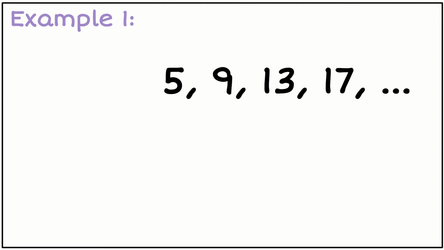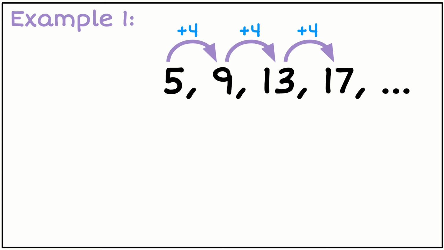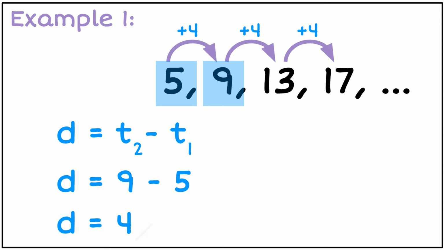We've got this pattern here, and we can see from 5 to 9, I'm adding 4. Add another 4 to 13, add another 4 to 17. So that is the difference that we're referring to. If I'm going to do it formally using my equation, I can say the difference D equals my second term minus the first term. So in that case I would do 9 take away 5, which is 4.